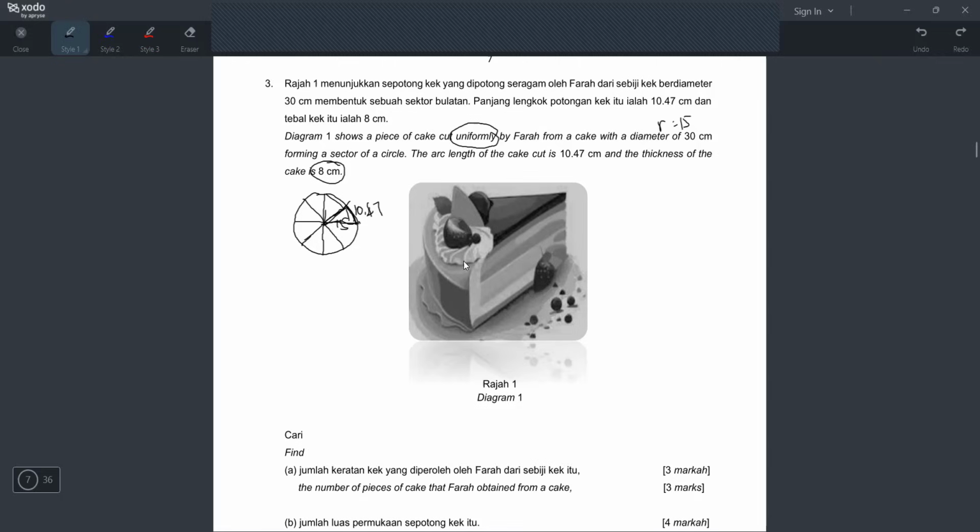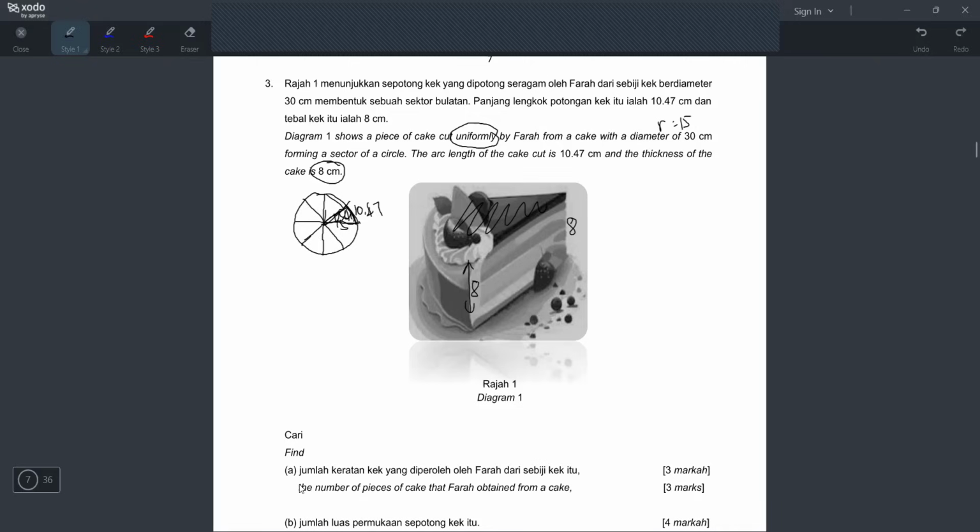And then the cross section here is the sector. So this sector is actually the top part, right? But when you cut it, there is also the depth, the thickness. So the thickness here is 8 cm, right? 8 cm. And you cannot label the 8 inside this diagram because this is a 2D diagram, right? The 8 you can only label it here.